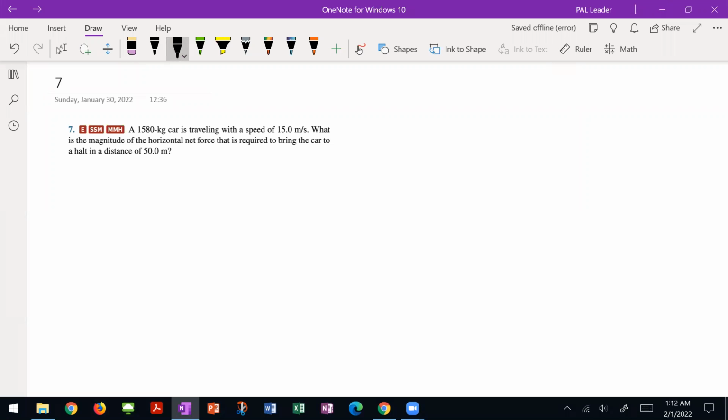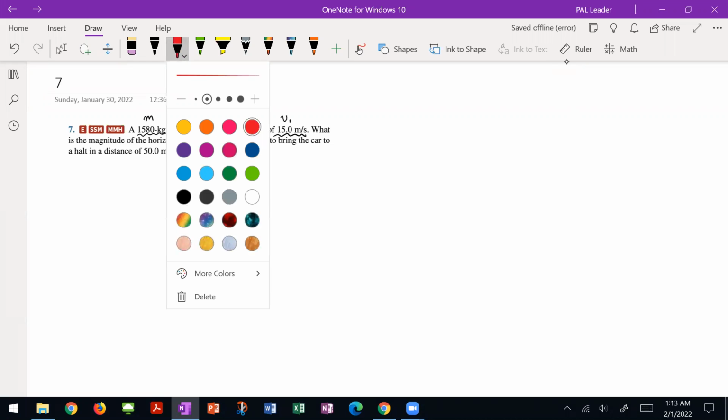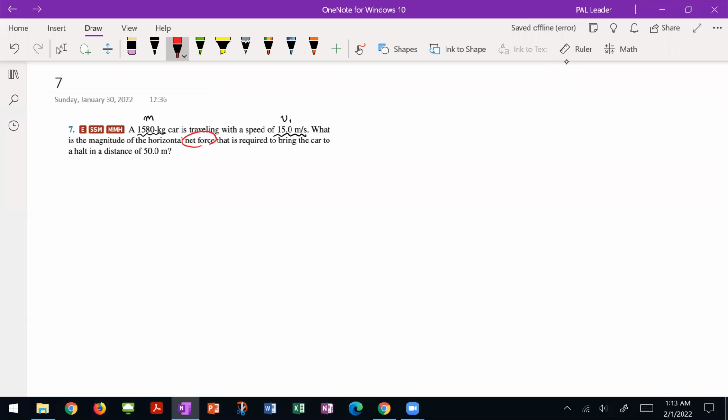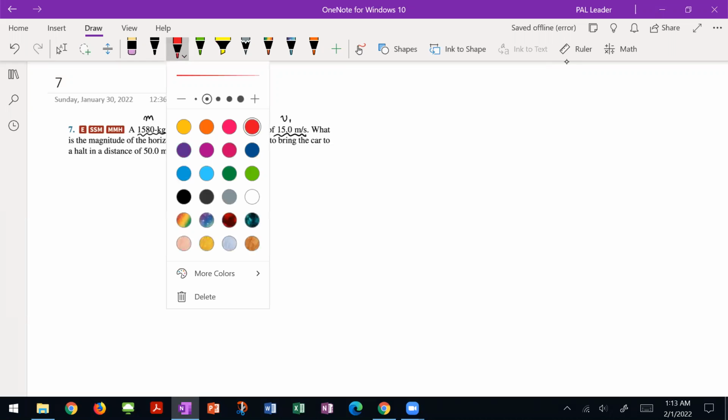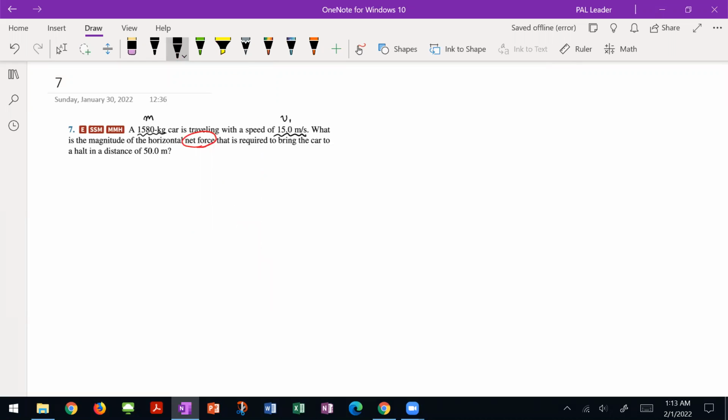Okay, a 1580 kilogram car that's going to be our mass, right? Is traveling with a speed of 15 meters per second. I'm going to call that, let's call it V1. What is the magnitude of the horizontal net force that is required to bring the car to a halt in a distance of 50 meters?